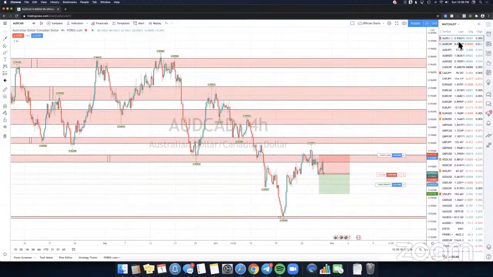Especially the ones that we follow, because we don't follow exotic pairs. If you're trading exotics, then they're probably not going to get as affected. But basically, the euro is going to get affected by the U.S. dollar. So if the U.S. dollar goes up or down, it's probably going to benefit the euro.